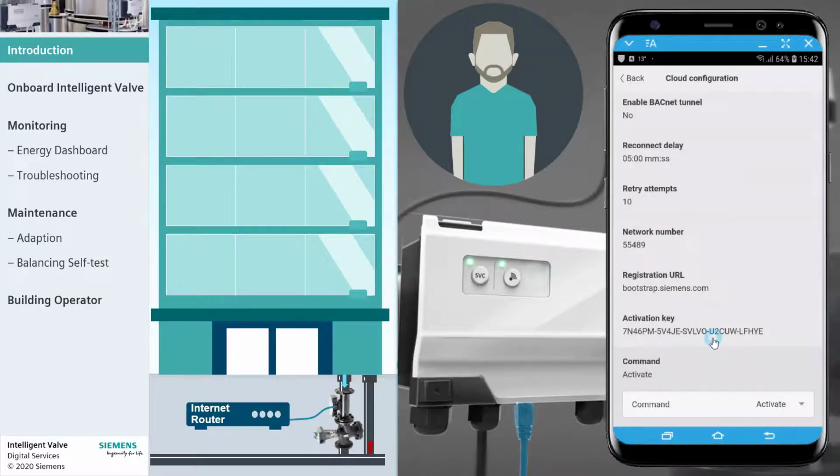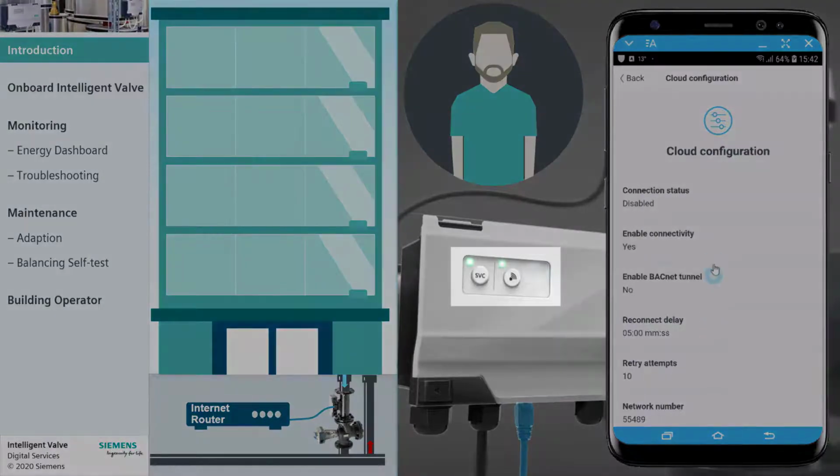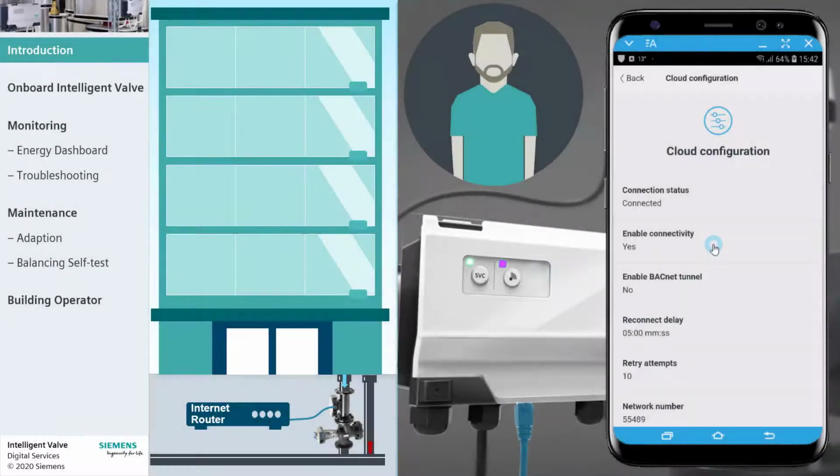The green LED on the right will turn purple to confirm that the Intelligent Valve is successfully connected to the Siemens Cloud. This connection process might take a few minutes. Please note that a WLAN direct connection overrides the cloud connection, indicated by a flashing blue LED. In this case, just turn off WLAN direct.